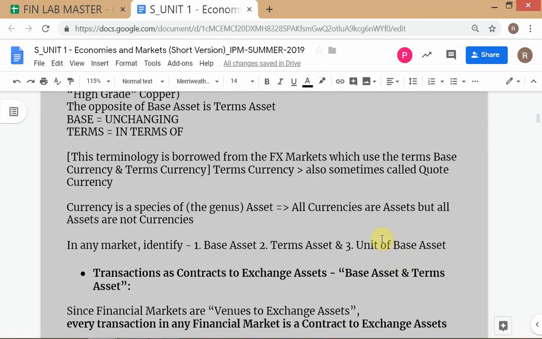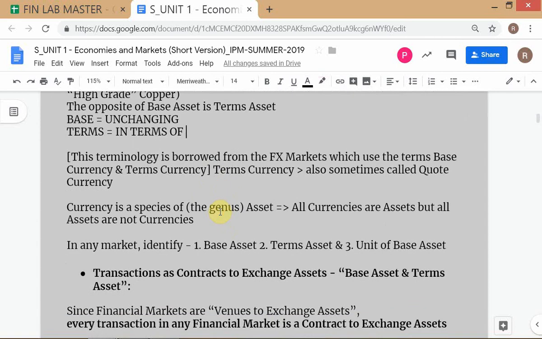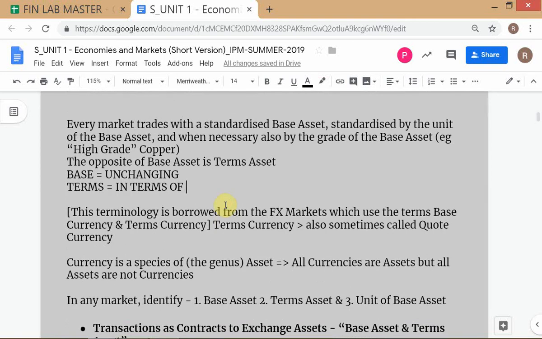Rajan was asking about the earlier part of the definition, that this exchange of two assets is going to apply across the board for all markets. Let me give you a little bit of background: this terminology, strictly speaking, does not exist in the market for all assets, but we are extending it. This terminology actually comes from the foreign exchange markets.